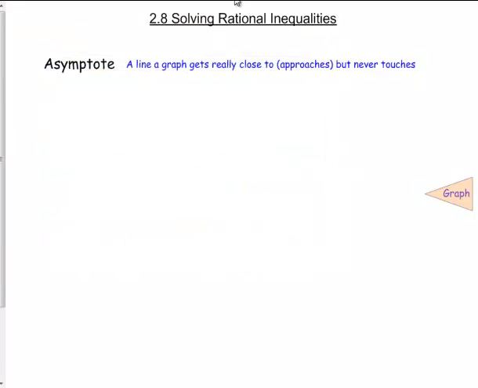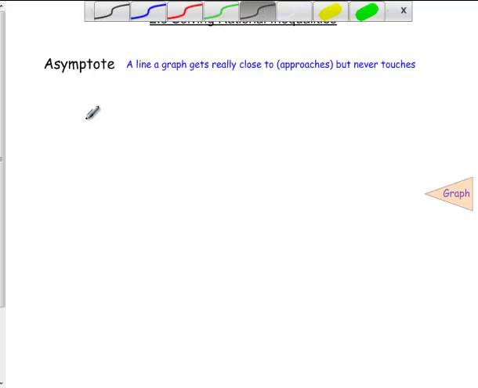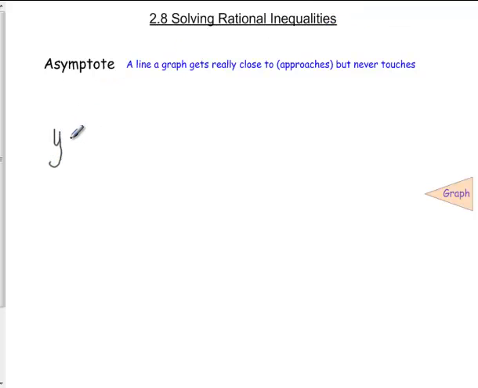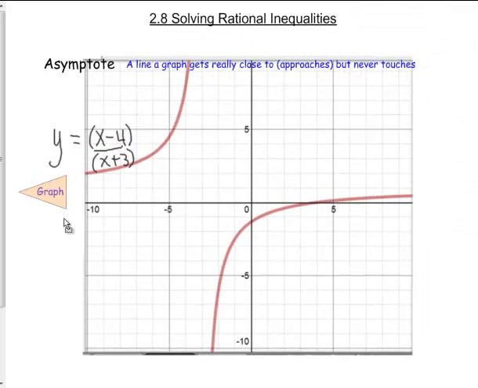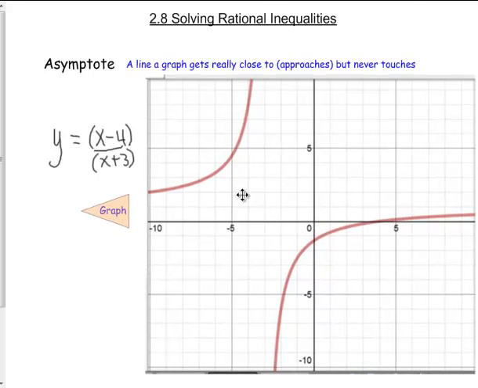So let's give you a mathematical version of the asymptote. I'm going to take this graph, y equals (x minus 4) over (x plus 3). Now, I took out a graphing calculator, and since it's a binomial, I put it in parentheses. I graphed it, and here is what your picture looks like. That red line right there is this in picture form.